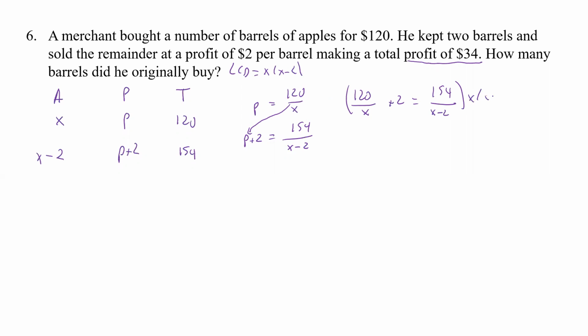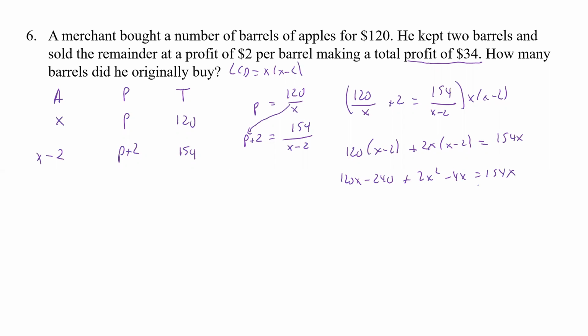And so when we do that, we multiply each term. Now the first term, our x's cancel, we'll get 120 times x minus 2. Now we don't have anything cancel, so it's 2x times x minus 2. And here the x minus 2's cancel, so we just get 154x. Now we need to distribute, get rid of all our parentheses. And we end up with this.